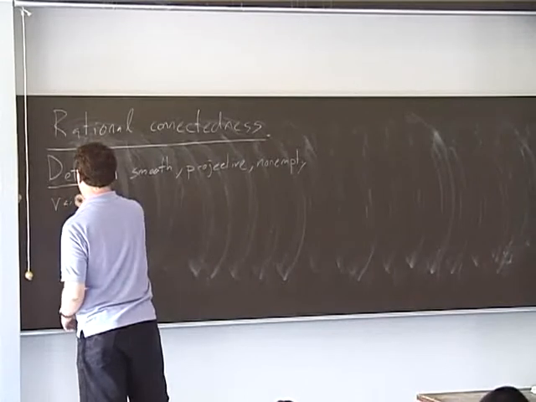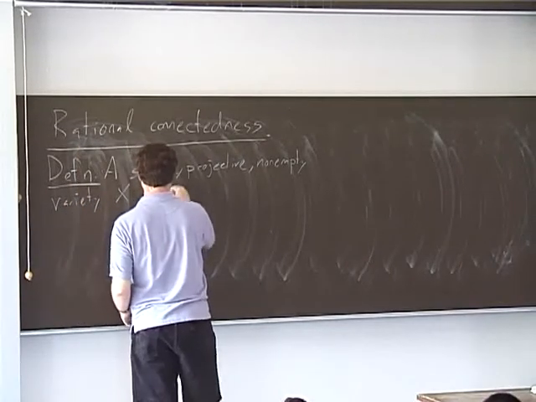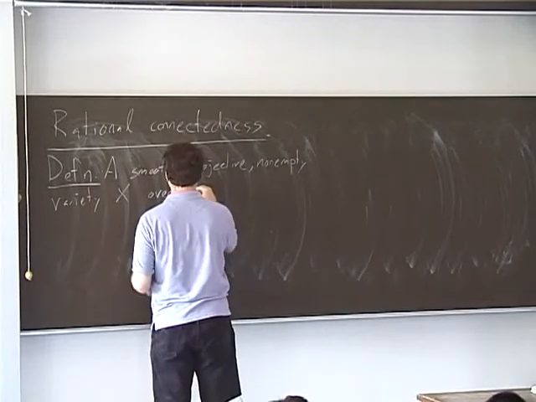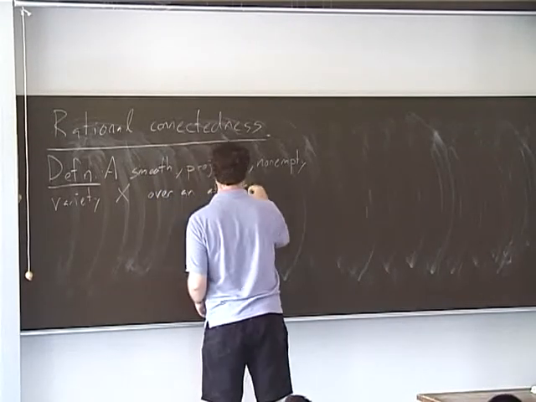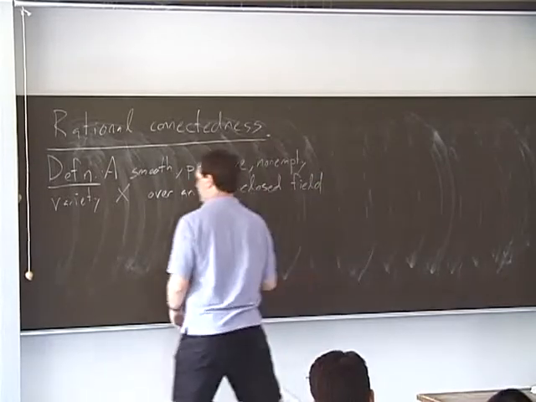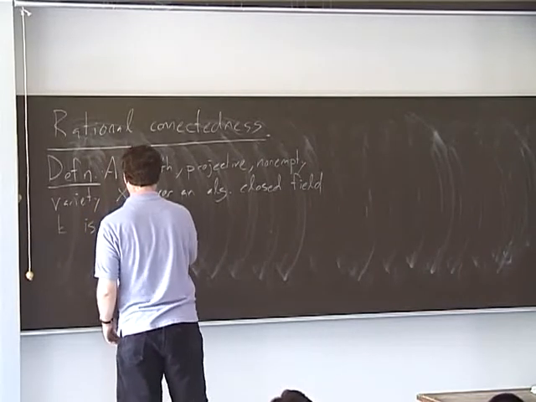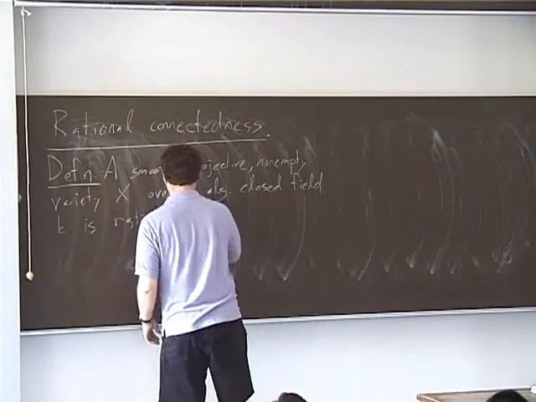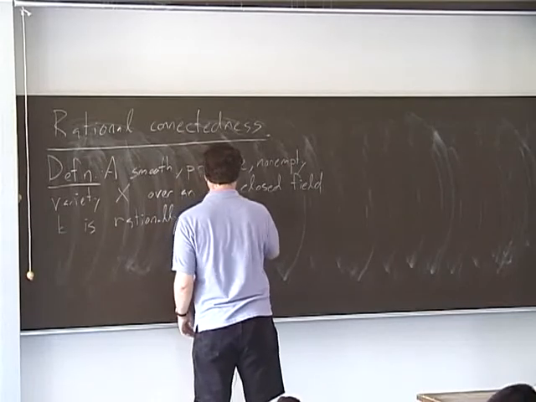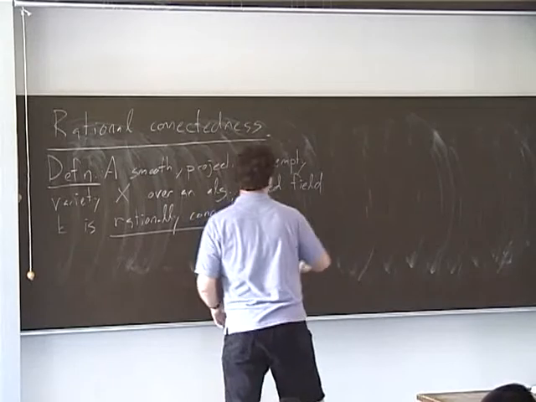Variety X over a field, over an algebraically closed field, say, K, is rationally connected. There are going to be a lot of equivalent definitions, but let me tell you the original one first.